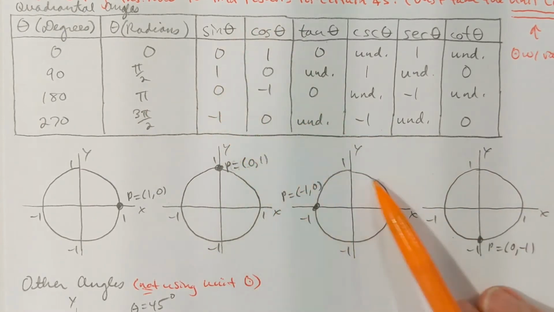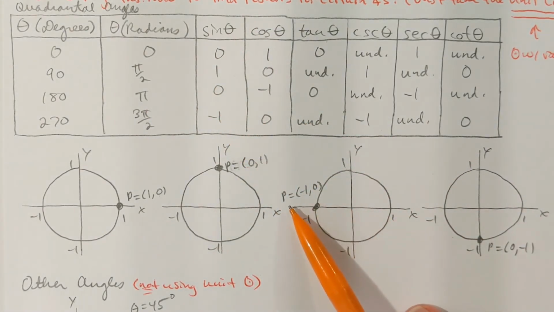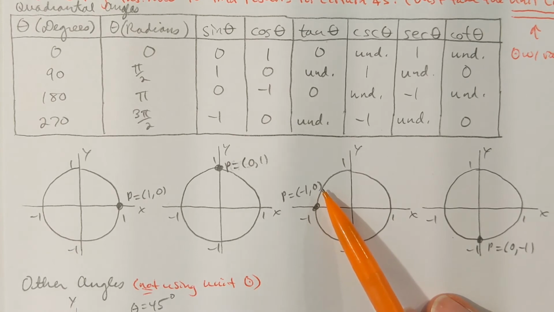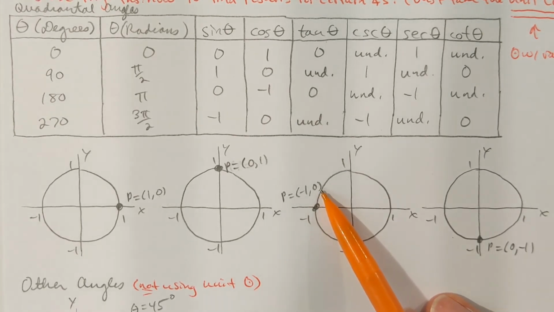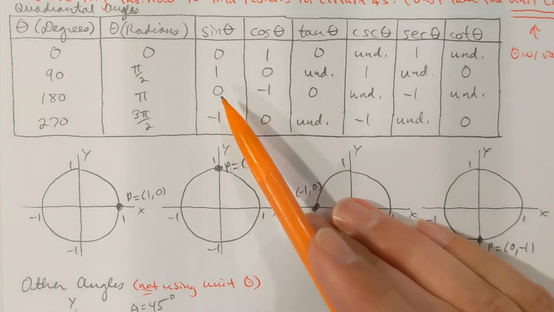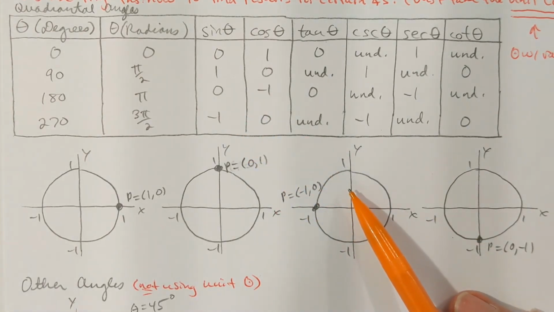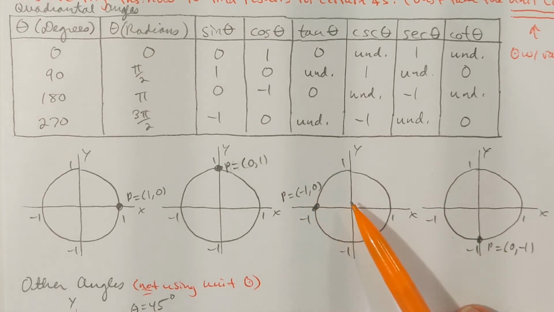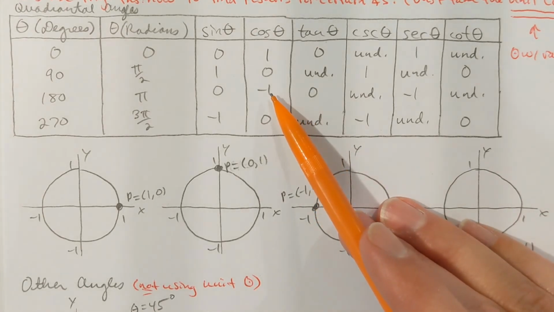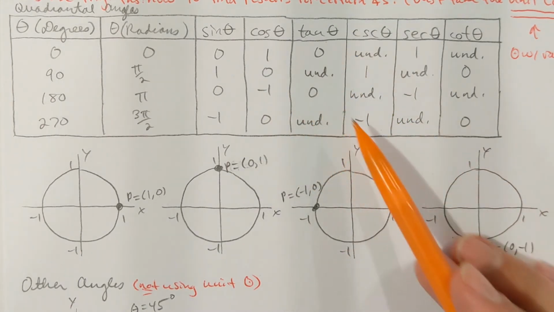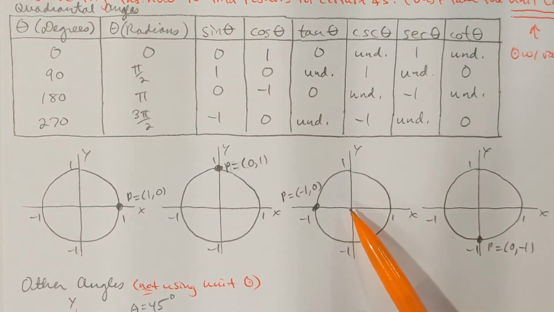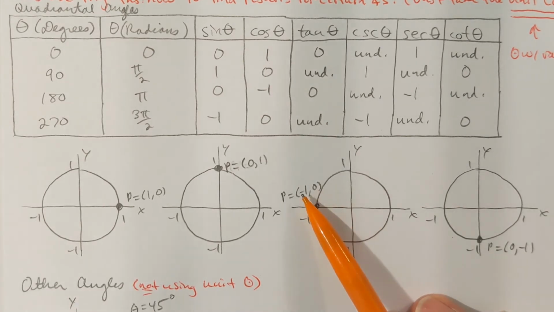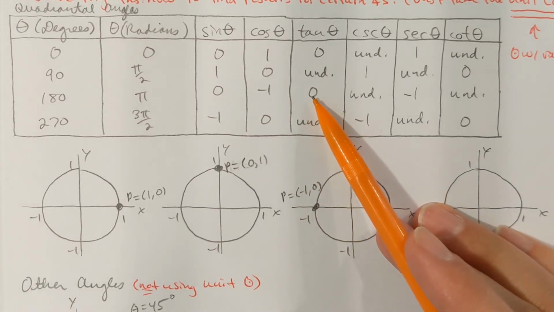Sine of pi, here's my unit circle for when you're on the pi axis. Point P has coordinates negative 1, 0. So sine of pi, the sine of an angle is y over r. So y is 0, r is 1. Sine of pi is 0. Cosine of pi, cosine of an angle is x over r. X is negative 1, r is 1. Negative 1 over 1 is negative 1. Tangent of pi, tangent of an angle is y over x. Y is 0, x is negative 1. 0 over negative 1 is 0.